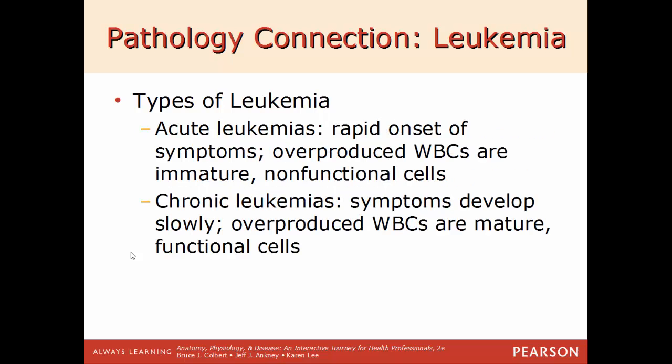The acute leukemias, acute always means a rapid onset of symptoms. So here you have overproduced white blood cells that are immature and non-functional. And for the chronic leukemias, symptoms develop slowly over time, and you're overproducing white blood cells, but they are mature and functional, but you still are producing much more than is necessary.